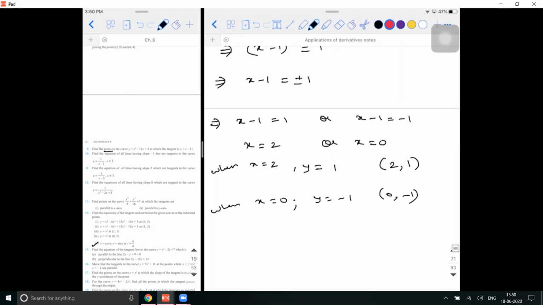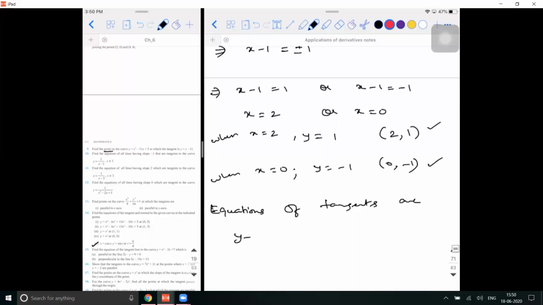So there are 2 points. But what are they asking? Find equation of all lines having slope minus 1. So you have 2 points and slope. Right? So what are the equations possible? So the possible equations of tangents are y minus y1 is equal to m into x minus x1. So y minus 1 is equal to minus x plus 2, which implies x plus y minus 3 equal to 0.